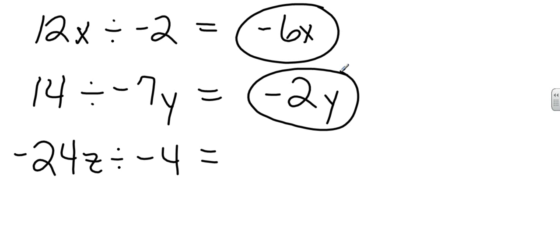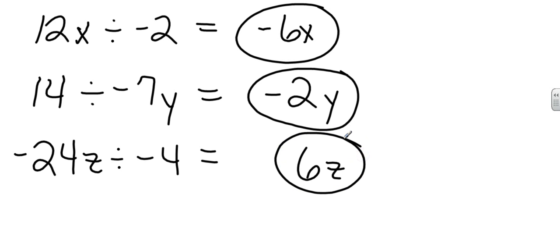24 divided by 4, 6. 24z divided by 4, 6z. Negative divided by a negative, positive. Perfection. And you can all do it. Follow the steps, follow the rules.